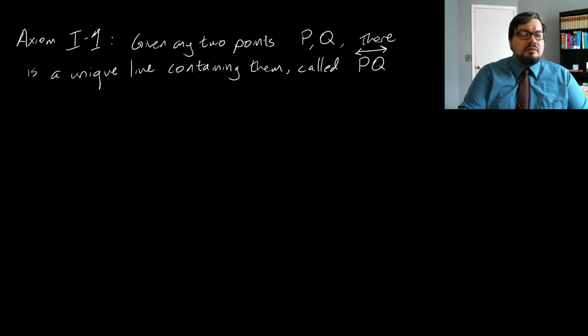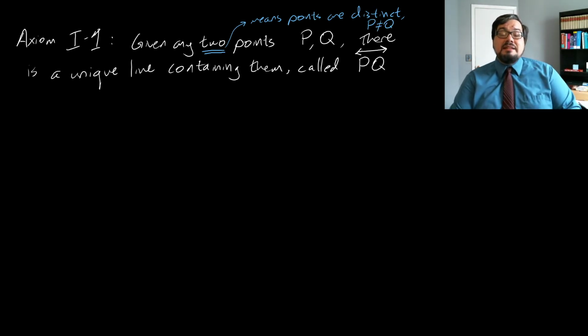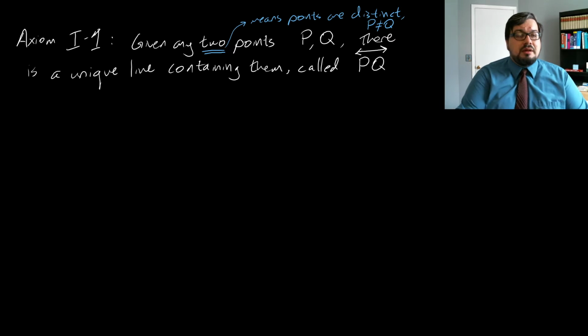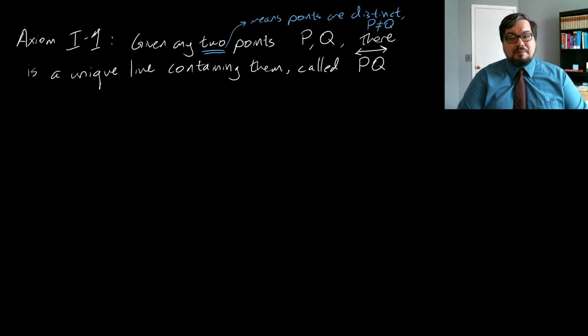Now, a point of terminology here. Whenever I specify the number of points that I'm dealing with, this means that the points are distinct from one another. So P does not equal Q here. If I didn't specify the number, if I just said given any points P and Q, that leaves open the possibility that P and Q might actually be the same. And sometimes we want to allow for that. But be aware of that and make sure to use that properly when you're writing down your own proofs. So given any 2 points, P and Q, there's a unique line containing them called PQ, or line PQ.